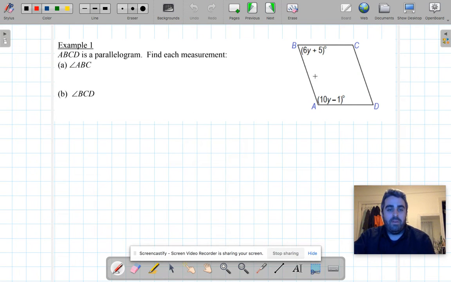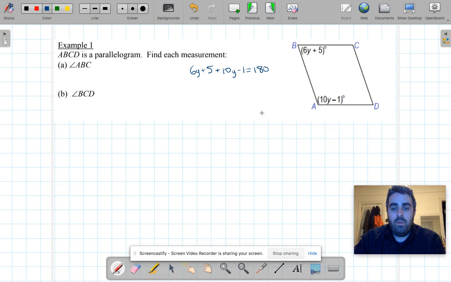So in our first couple of examples, we are given a parallelogram because we are told ABCD is a parallelogram, and we're asked to find the measure of each angle. So clearly we have to solve for y, and we look at this figure and we notice that angle B and angle A are consecutive angles. So we can create an equation. These consecutive angles are supplementary, so we can say that 6y plus 5 plus 10y minus 1 equals 180 degrees. So now we solve this equation for y.